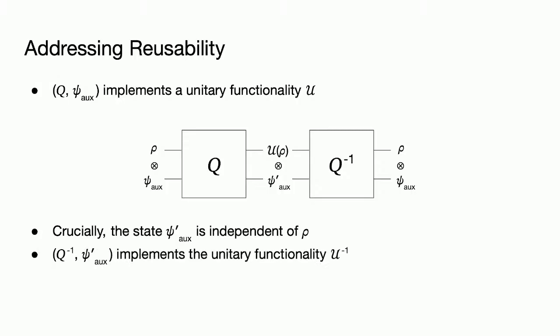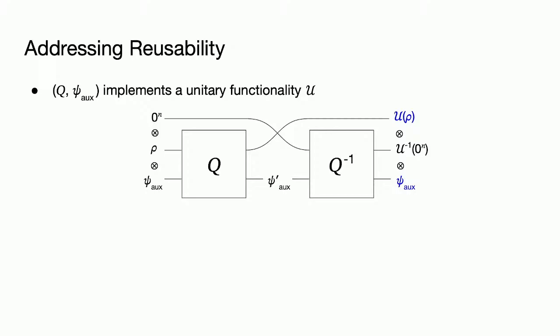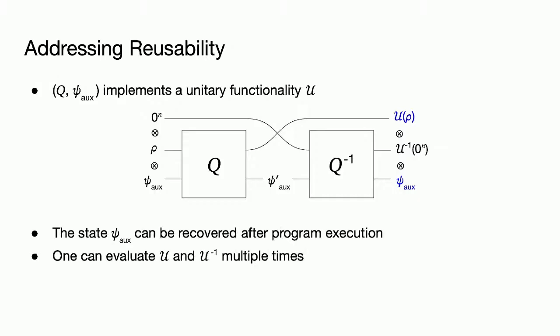So what we can instead do is to consider this new program, which first applies Q on the input and auxiliary state, and swaps out the quantum output with the dummy new input, say 0, and then applies Q inverse. And this new program will compute U inverse, and restore the auxiliary state at the end. So one can use the program to compute U and U inverse multiple times. And this argument also applies if the program implements a unitary, but with a negligible approximation error.